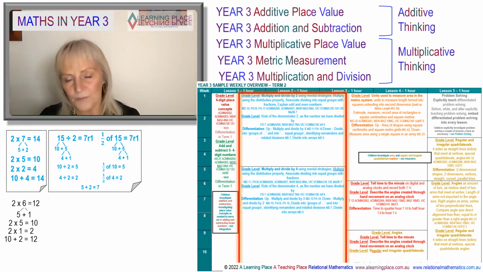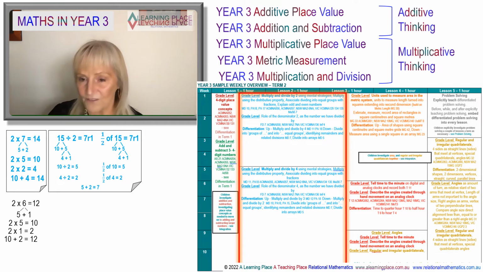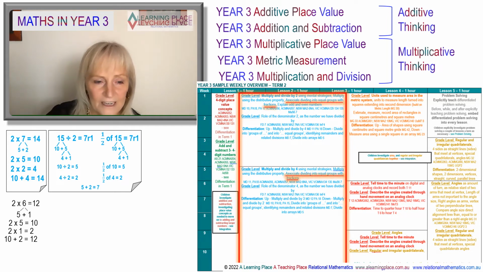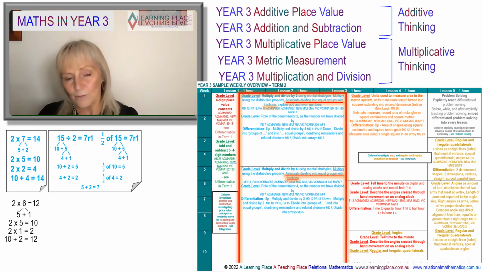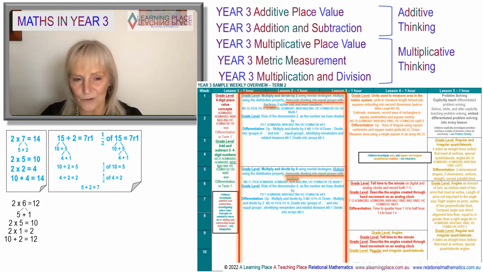The distributive property works no matter what numbers you ever want to multiply or divide. It works for division too, because if I divide by 2, I'm actually finding a half of the number. So here where it says relating it to fractions, I'm relating dividing by 2 to halving. Then when they get to year 5 and 6 and they have to multiply by a fraction, they know that when they divide by 2, they're multiplying by a half. So it all just flows.